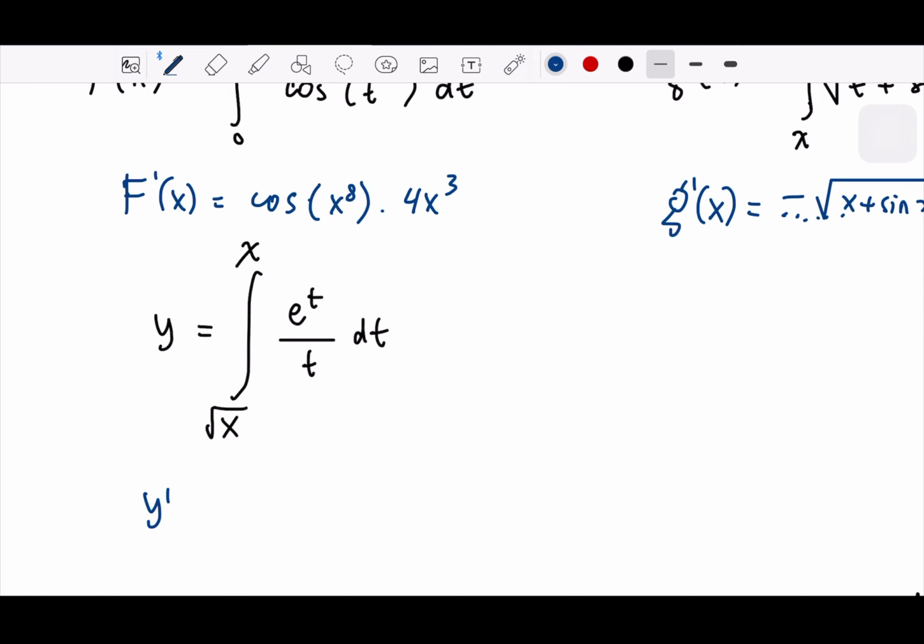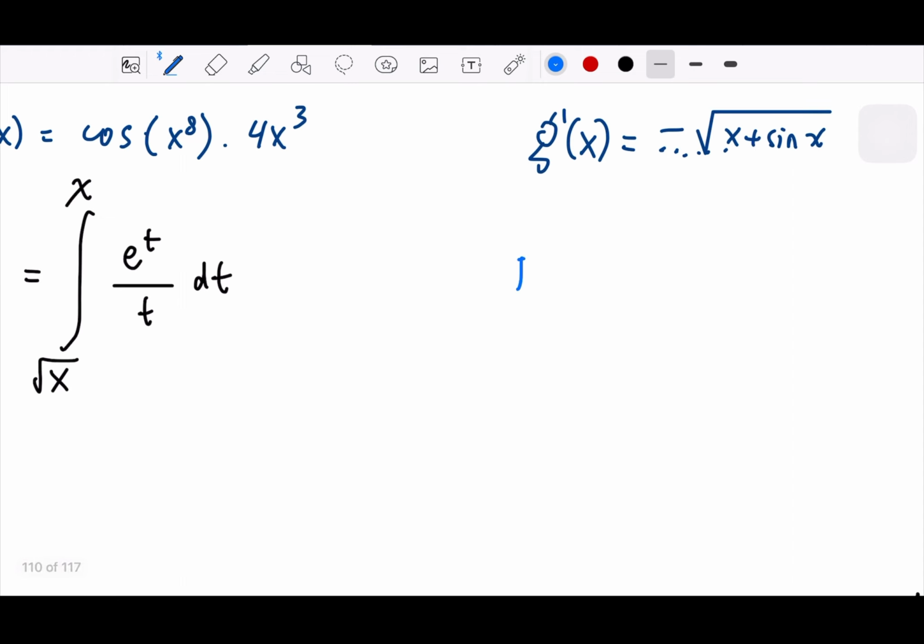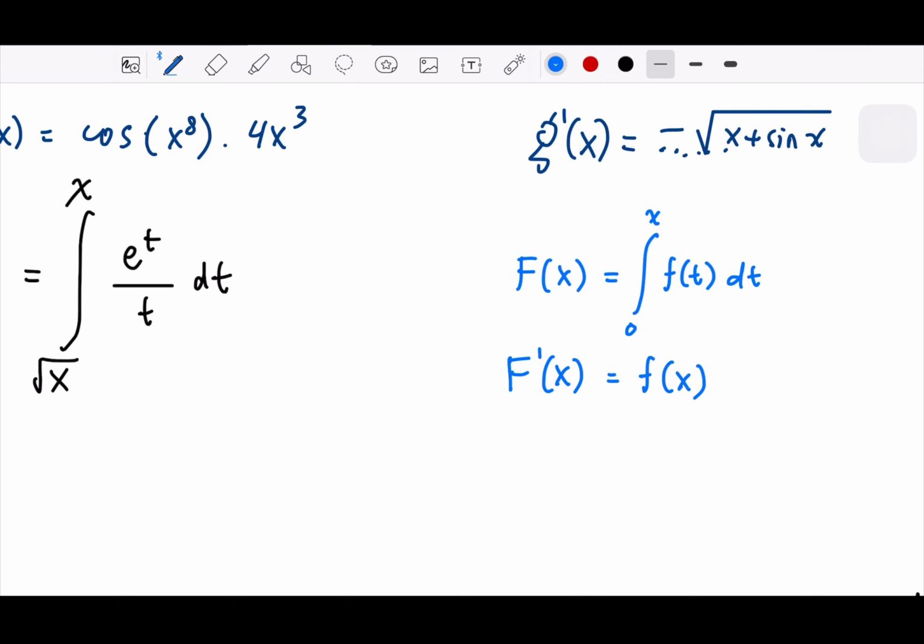To help you remember the fundamental theorem of calculus, I think you need to keep this default system in mind. If you have f of t dt, then the derivative is... I think this is the best way to look at the theorem.